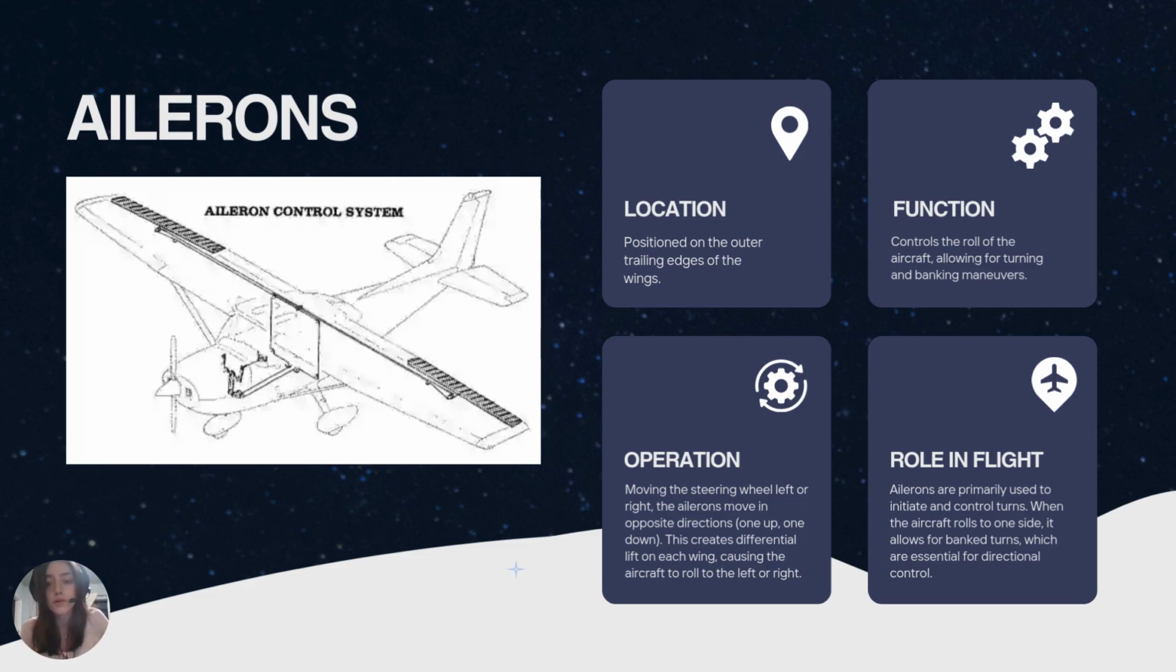And what is the role in the flight? Well, the ailerons are primarily used to initiate and control turns. When the aircraft rolls to one side, it allows for bank turns, which are essential for directional control, basically.